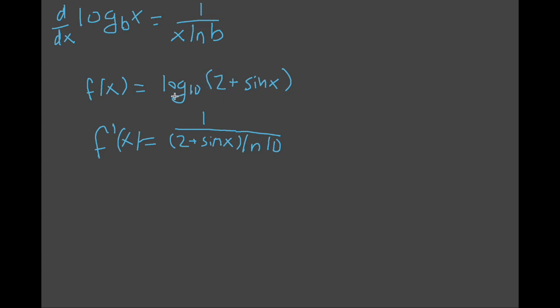Now the last part is that because we don't just have log base b of x, we have log base 10 of 2 plus sine of x, we're going to have to do some chain rule. So we're going to have to multiply by the derivative of this inside. So our 2 would go to 0 and our sine would become cosine.